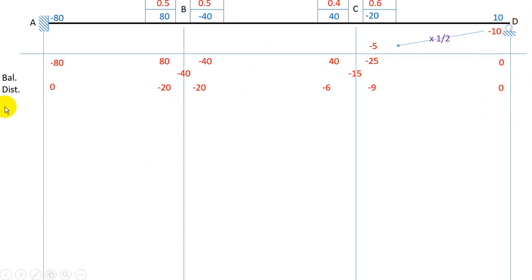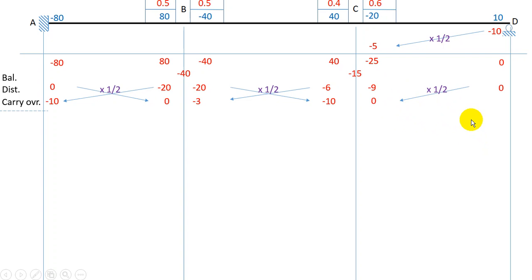Now the next step is carryover. Carryover means basically this moment comes here and becomes half. So half of 0 is 0 itself. Minus 20 has to be carried over here, and it becomes minus 10. So minus 20 into half is minus 10. Again here, carry over. So minus 20 comes here, it becomes minus 10. Minus 6 comes here, it becomes minus 3. So this is my third step in my iteration process. This is basically one complete iteration in which the first step was balancing, the second distribution, and the third step is carryover.